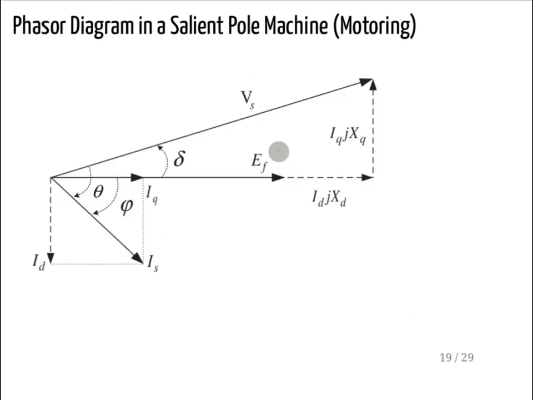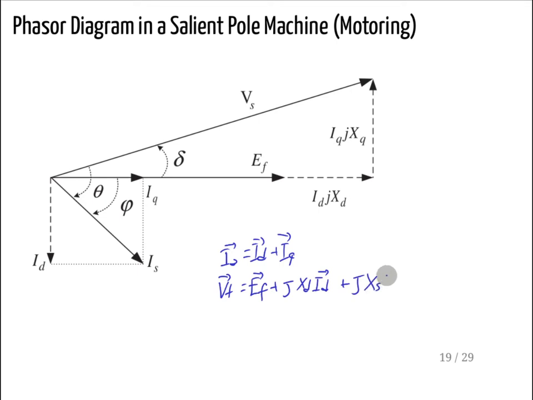So actually, you can draw the same thing for a motoring case. In the motoring case, again, it is no different from the cylindrical pole machine. Again, this one is shown with Is, it doesn't really matter. Ia is still the Id vector plus the Iq vector, and Vt in this case is equal to Ef plus jXd Id plus jXq Iq. I'm making the same mistake.